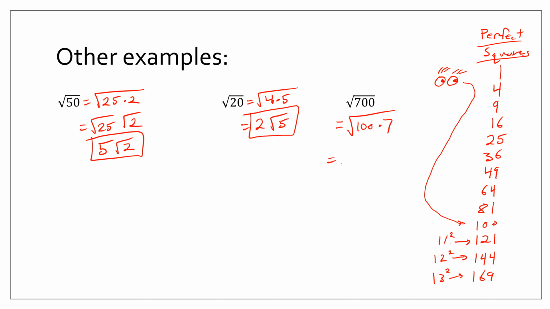That's easy. So remember, I can distribute the square root. I know how to take the square root of 100. That's 10. So the square root of 700 is 10 times the square root of 7. You would read this 10 root 7. Get used to saying that properly.